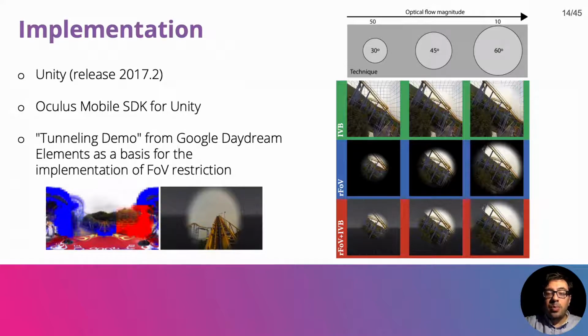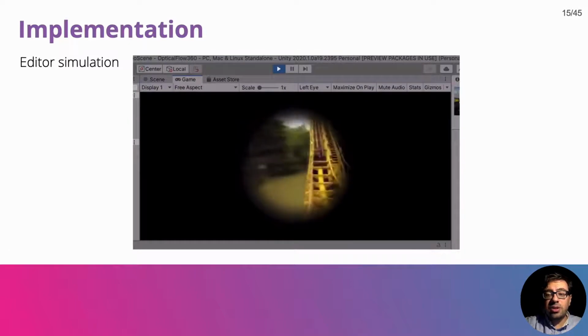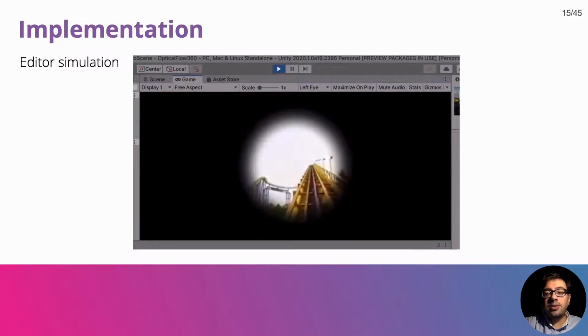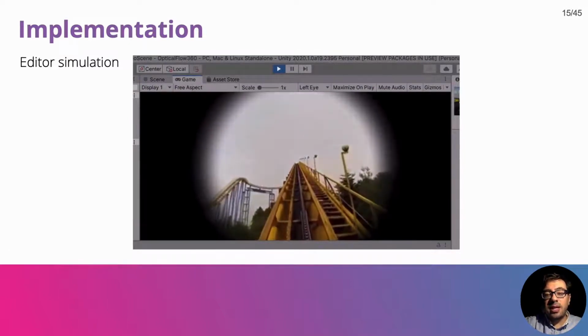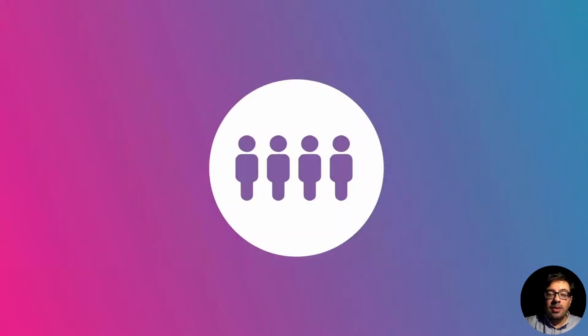The independent visual background and restricted field of view techniques were based on the tunneling demo from the Google Daydream elements and implemented in Unity. Here you can see a simulation of the behavior in the Unity editor. A Gear VR with Samsung S6 was used for the study. Based on this implementation, we organized the user study.